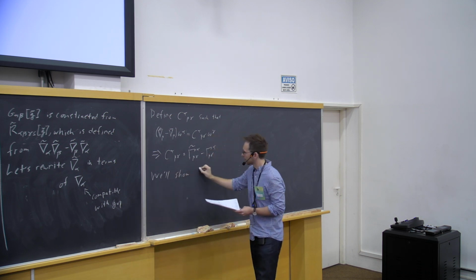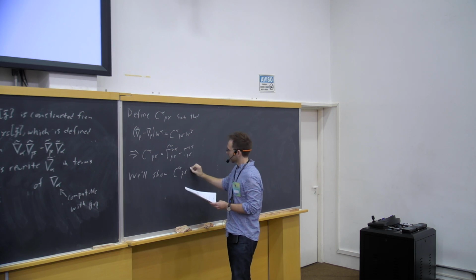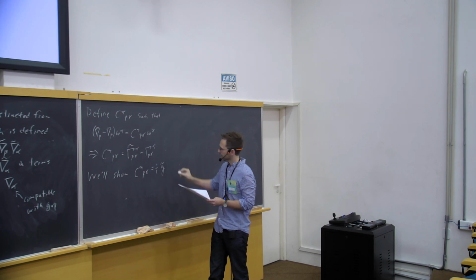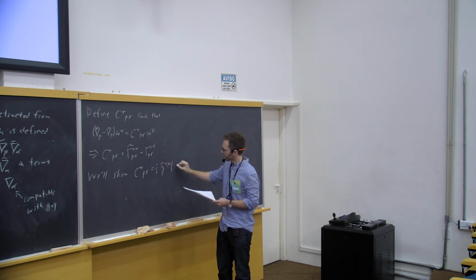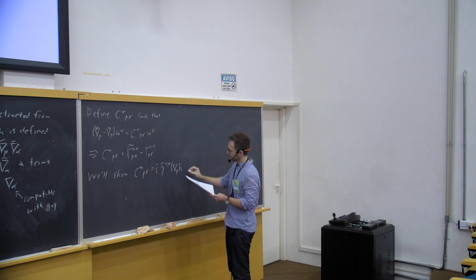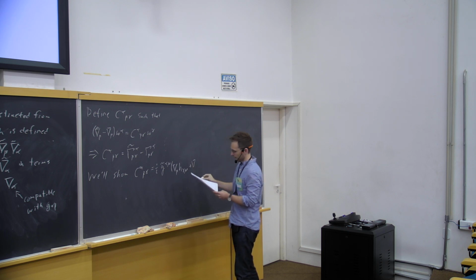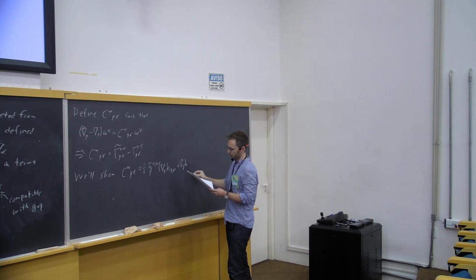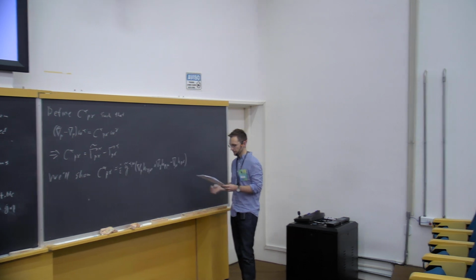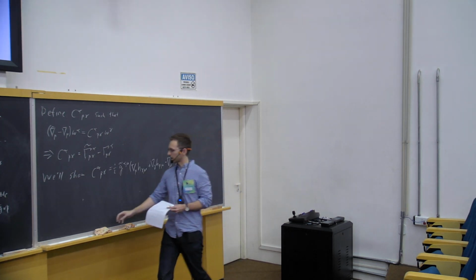Now we'll show that this quantity can be written as 1/2 G tilde alpha mu, covariant derivative on the background acting on the total metric perturbation, plus another covariant derivative on the total metric perturbation, and one last one. So let me just quickly prove that statement.